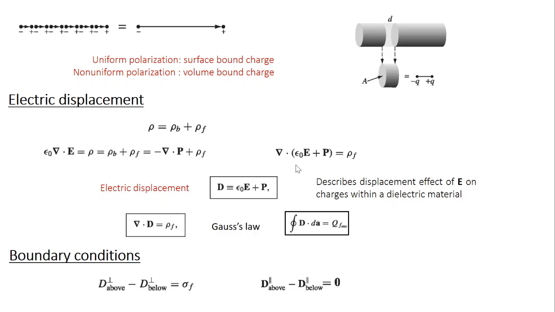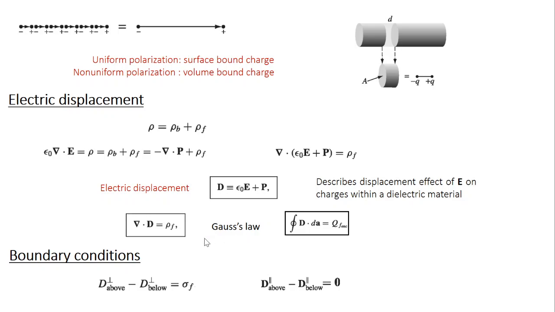Now we can simplify the Gauss law. So instead of epsilon naught E plus P, when you write D, you get divergence of D equal to rho f. So this is Gauss law in differential form in the case of dielectric material. You can write the corresponding integral equation: integral D dot dA equal to Q_f enclosed, where Q_f enclosed is the total free charge enclosed by the integrating surface.